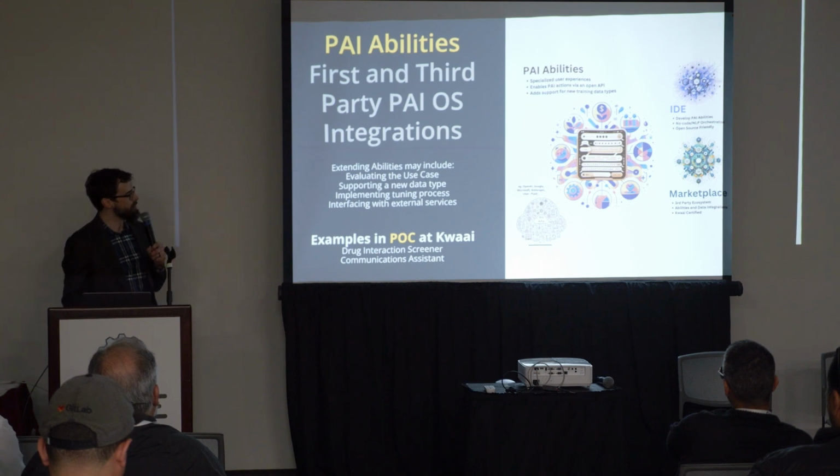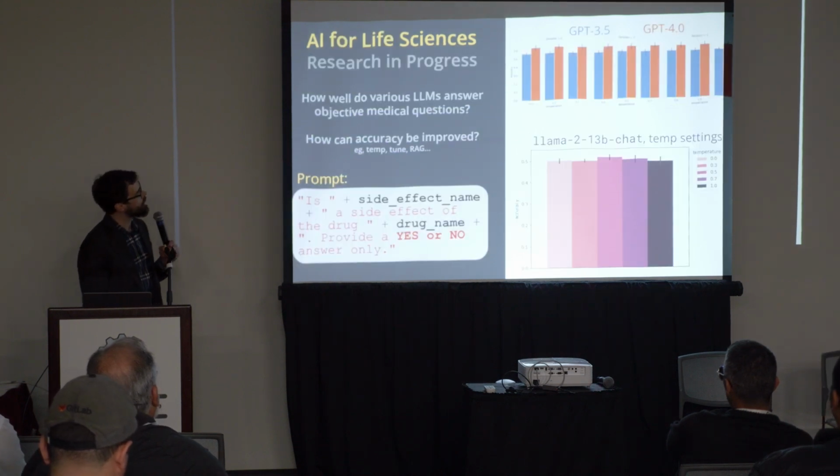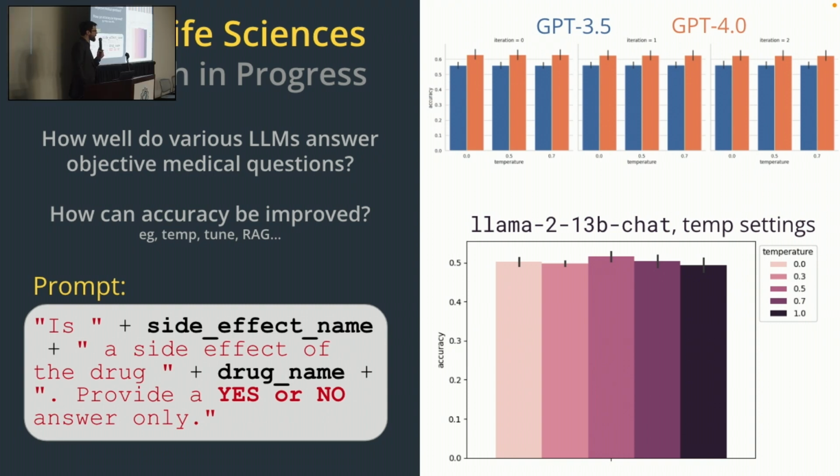So we've got a couple examples in POC right now at Quai. Come join us to help us with these and others. The first I'll talk about is a drug interaction screener. This is research in progress from our AI and life sciences work group. And the research, they're going to be publishing a scientific paper on this. Diego Galeno is the leader of this work stream here.